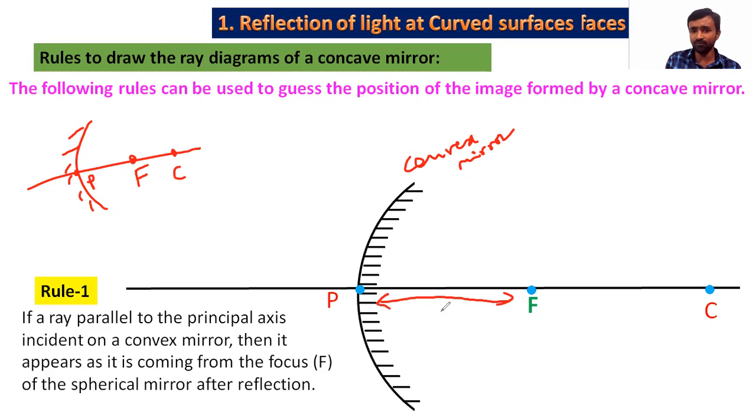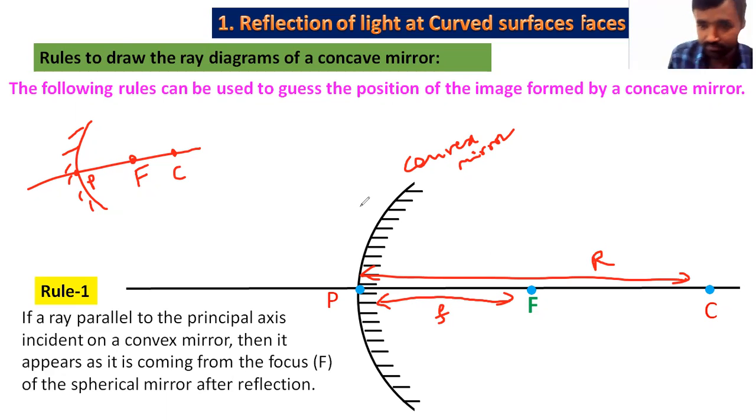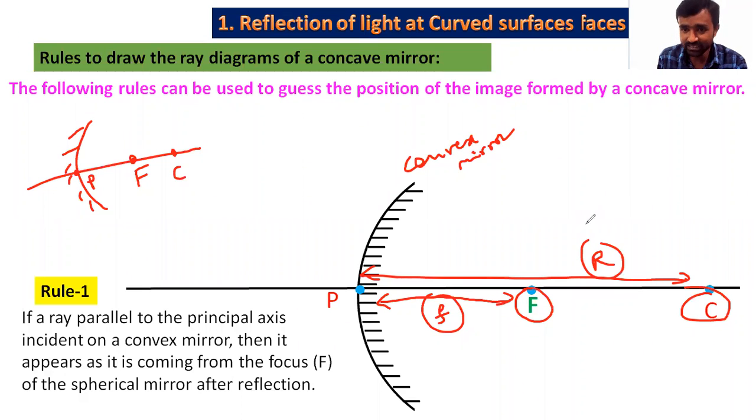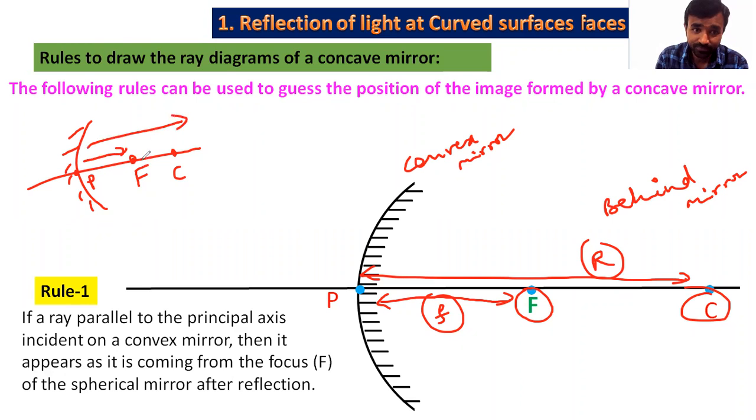Then what about its radius of curvature? Same, the distance between the pole and the center of curvature. Then tell me which are located behind the mirror for the convex mirror. The focus, focal length, center and radius of curvature are all located behind the mirror. For the concave mirror, all are in front of the mirror. Look at them. They are in front of the mirror. This is the difference. Are you clear?